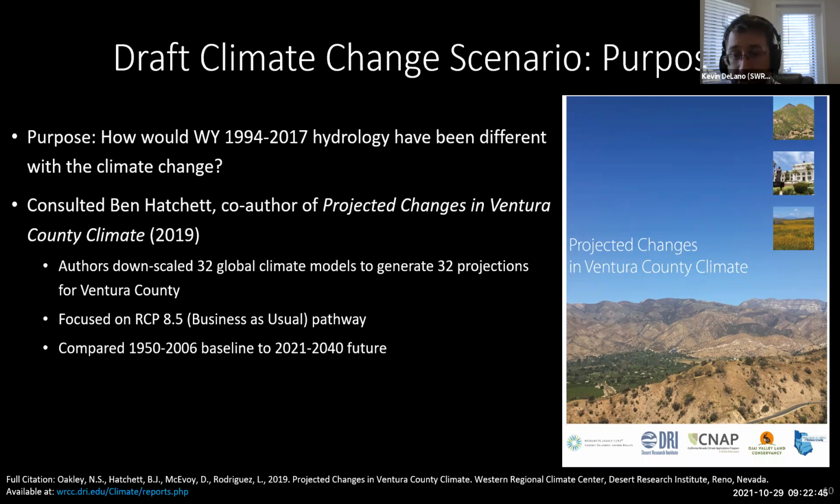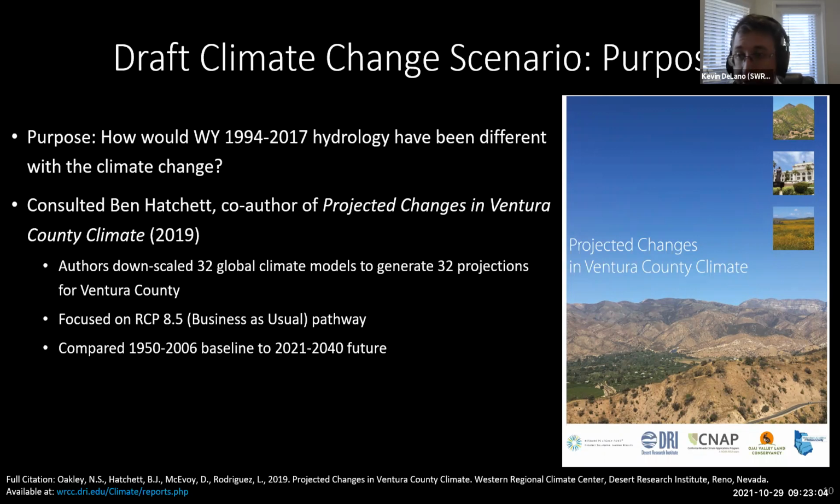Okay, so for this report, and I apologize if there's others that I left off. For this report, the authors took 32 global climate models and they downscaled them to Ventura County. And then they ran those 32 global climate models to generate 32 climate projections for Ventura County.